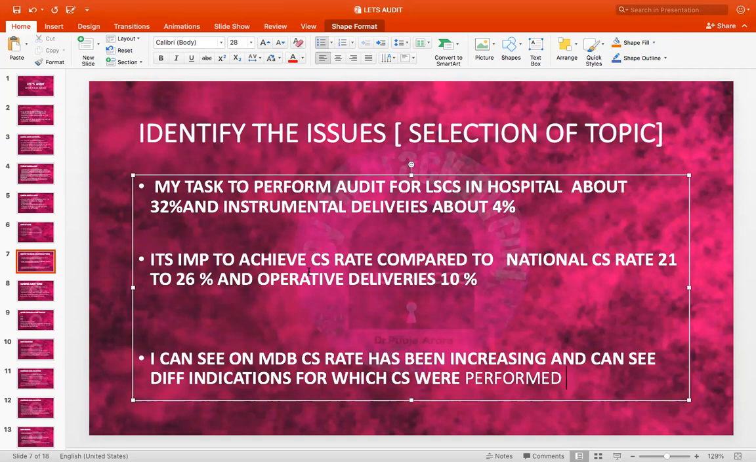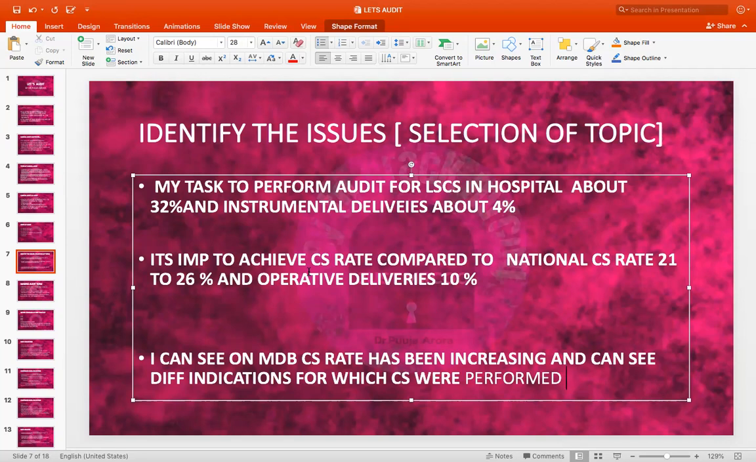I can see on the maternity dashboard, because they will give you one task template and one paper for the maternity dashboard, where they'll give you red, amber, green, and they would be writing the cesarean section and the indication as well. You have to be very fast in reading that maternity dashboard. So we'll see that and we'll say that I can see on the maternity dashboard the cesarean section rate has been increasing and I can see different indications.